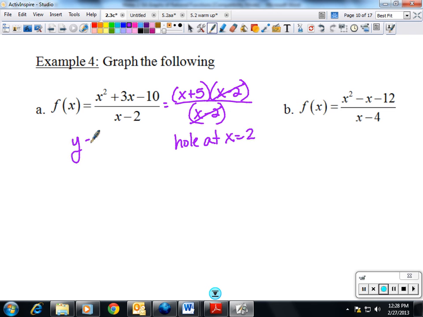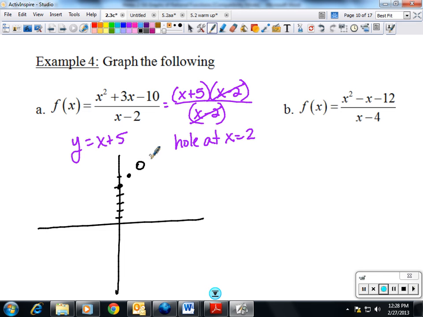So what you do is you graph y equals x plus 5 and you put a hole in it. This is a line. So I go up 5, 1, 2, 3, 4, 5. Up 1 over 1, up 1 over 1 until I get to 2 and I draw a hole. Up 1 over 1, up 1 over 1. And it looks like that.